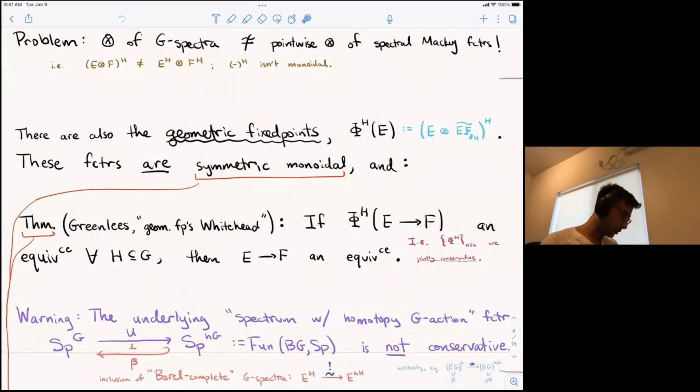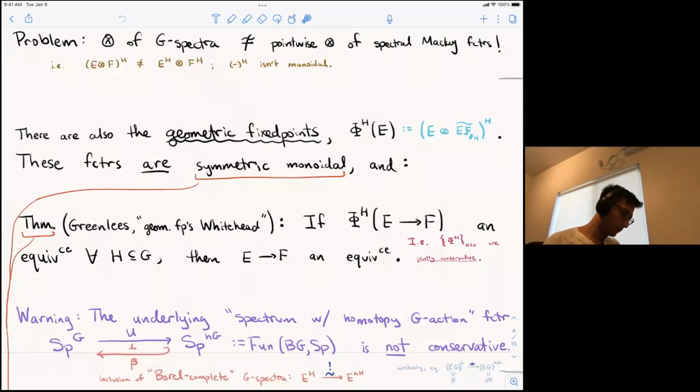So just the forgetful functor from G spectra to a spectrum with homotopical G action. So a functor from G spectra to BG spectra, that's a construction you can do, but that's not a conservative functor. So in the unstable situation, it's like the difference between EG and a point. So their underlying spaces are equivalent, but with their G actions, they're not equivalent.